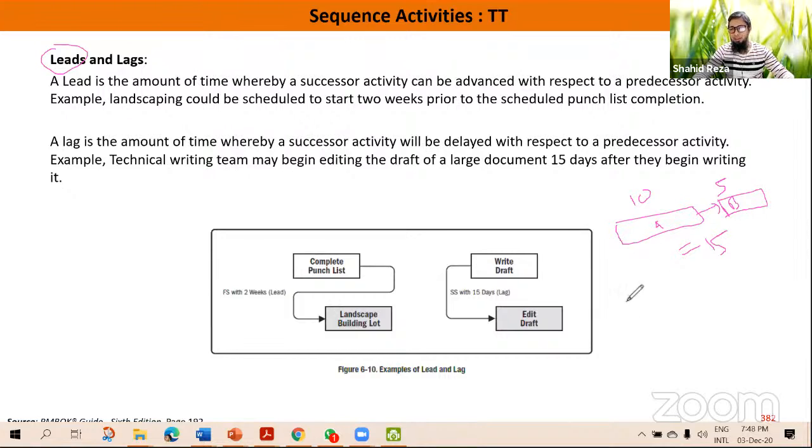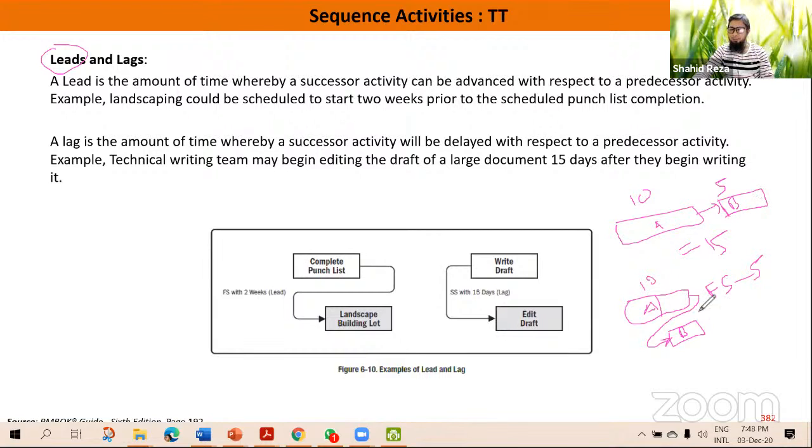For example, if I write the same thing like this, activity A takes 10 days, and after 5 days I am starting activity B. I am showing the relationship like this and writing finish to start minus 5 days. That means earlier, after 10 days, we could start activity B.